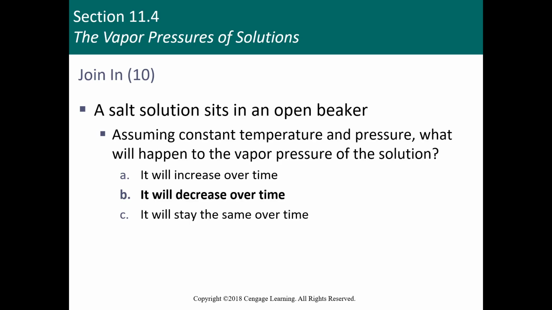And that means that solution is getting more and more concentrated the more vapor it puts off, the more water that escapes. And so it's going to actually cause the vapor pressure to decrease the more concentrated it gets, right? That chi is going to go down. And so we have this vapor pressure decreasing over time for a salt solution.